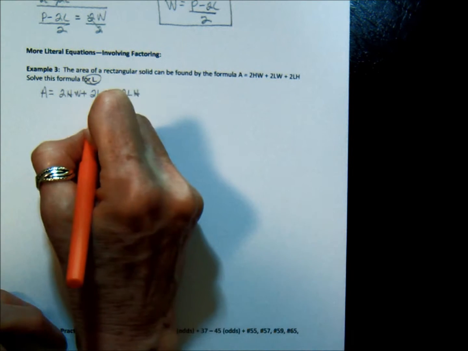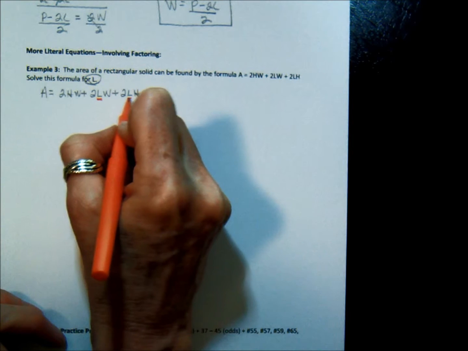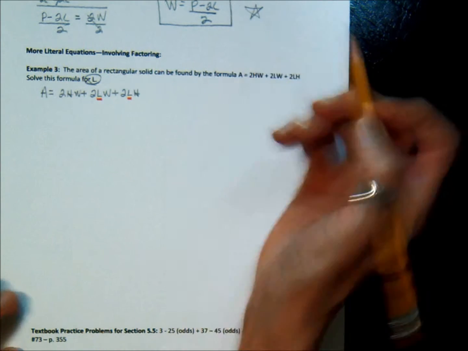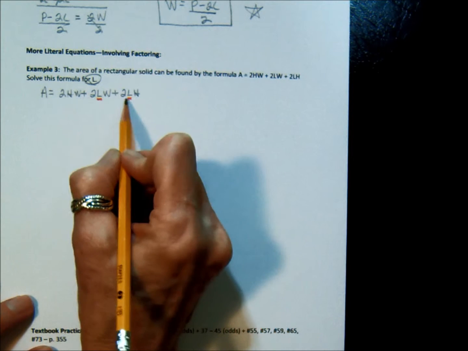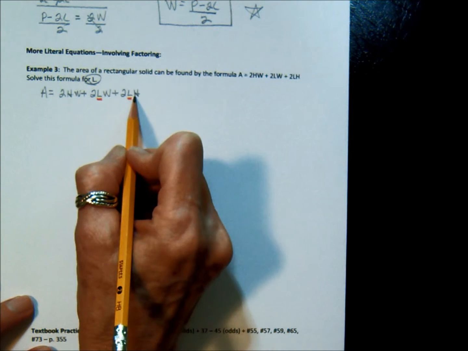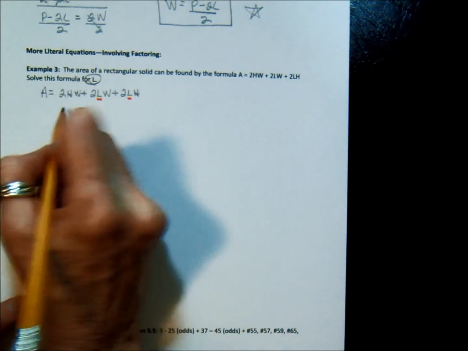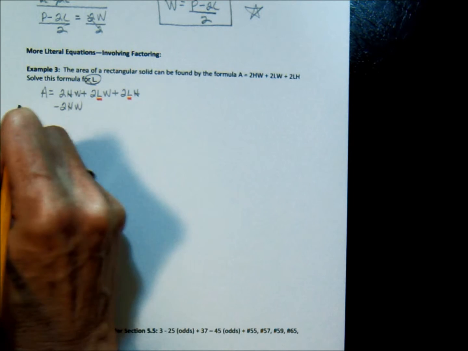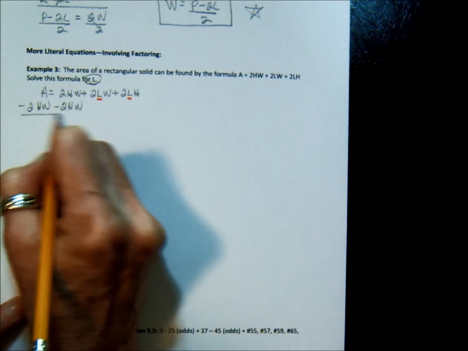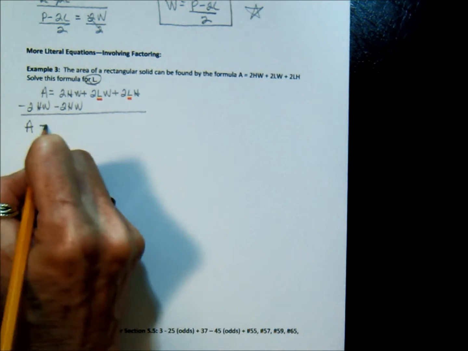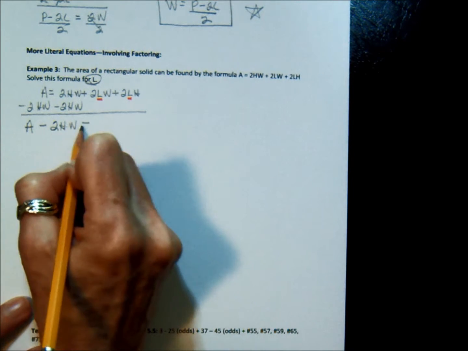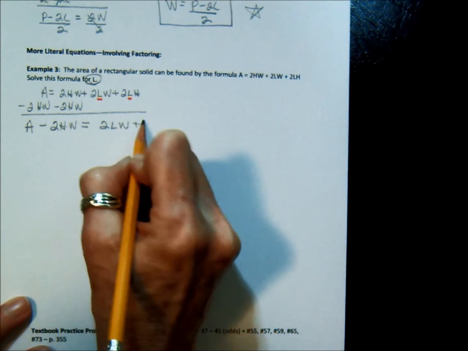So when I go into my equation and I look for L, I see one here, but I also see one there. So just like we did in this example, we need to get the terms that contain our specified variable, the two orange variables. We need to get those on one side and everything else on the other. So I am going to subtract 2HW. That's going to give me A minus 2HW equals 2LW plus 2LH.